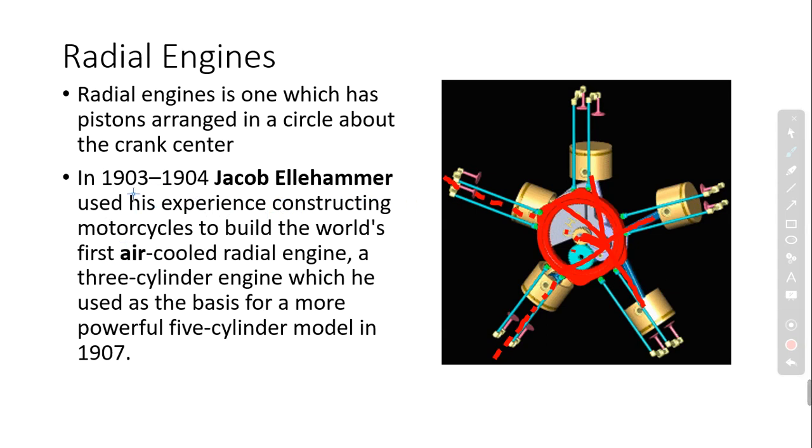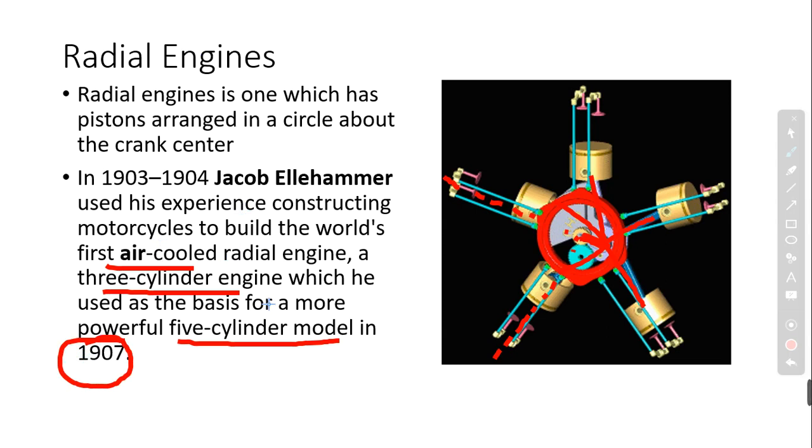It was invented by Jacob Ellehammer in 1903. He was the first to build the world's first air-cooled radial engine, and that was a three-cylinder engine which he used as a basis for a more powerful five-cylinder engine model that was built in 1907. See, this is the first air-cooled radial engine.